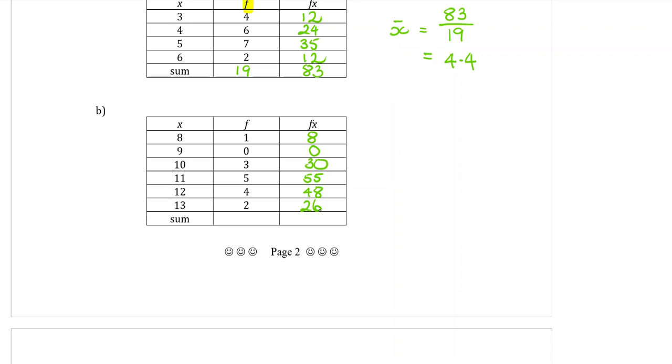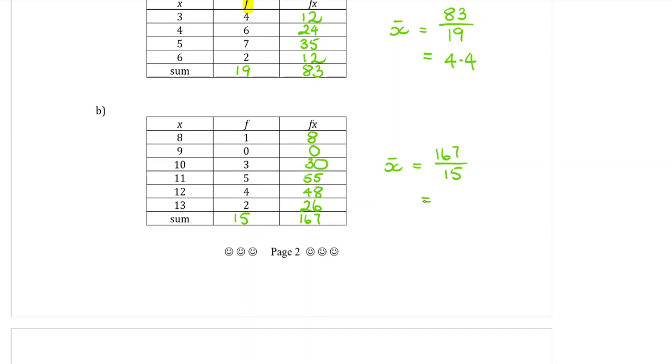So let's start with the frequency this time. Add up your frequency column. 15, good. Now add up your fx column. Very good, 167. So to find the mean, you are going to take those two numbers down the bottom. It's the 167 divided by the 15.